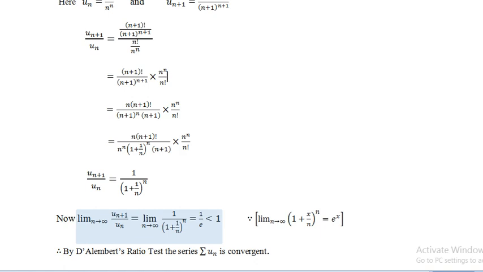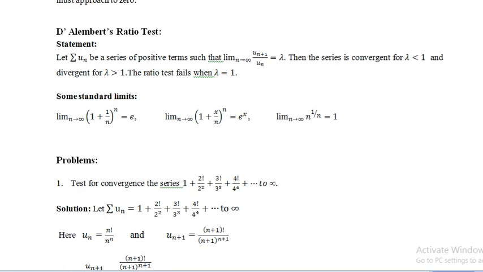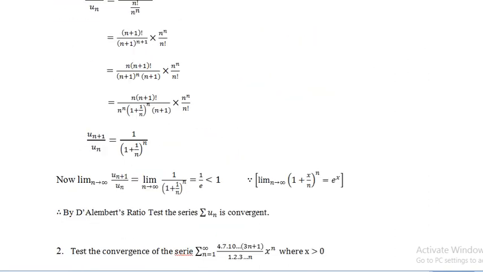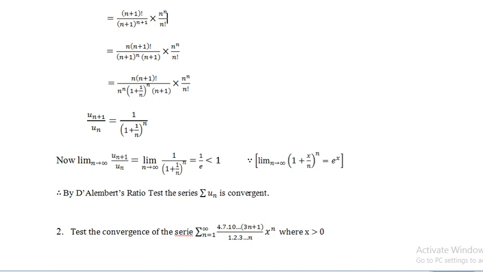So the given value is less than 1, which means according to D'Alembert's ratio test, our summation of u n becomes convergent, because the statement says if lambda value is less than 1, the series is convergent. So the given problem is also convergent. Next example.